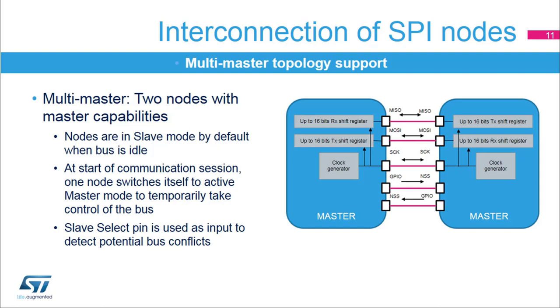Both slave select pins work as a hardware input to detect potential bus collisions between nodes, as only one master can use the SPI bus at a single time.